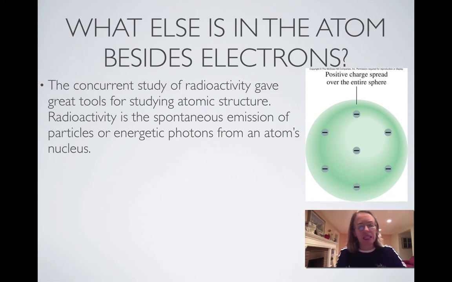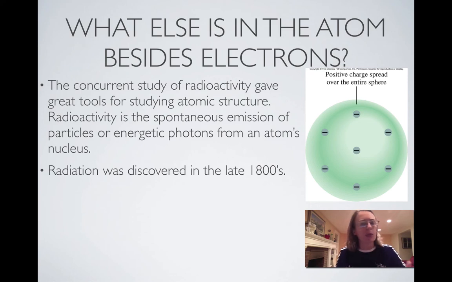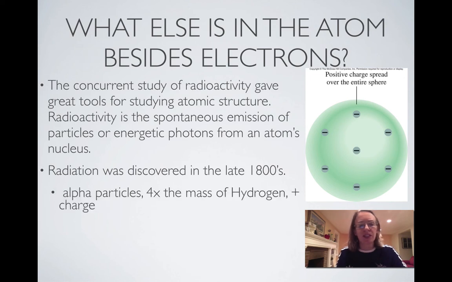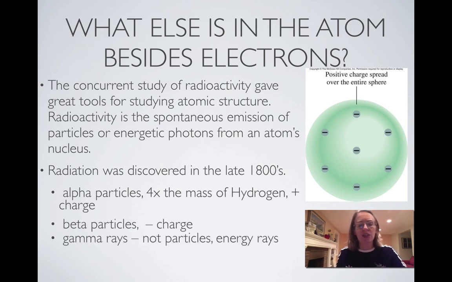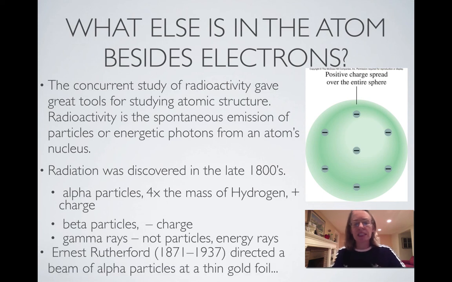We're still in the late 1800s here, so really before any modern computing. But very careful experimentation allowed for the discovery of radiation, alpha particles, beta particles, and gamma rays. And Ernest Rutherford in the early 1900s directed a beam of these alpha particles, which are massive. They're about the mass of 4 hydrogen atoms. He directed these alpha particles at a thin piece of gold foil.